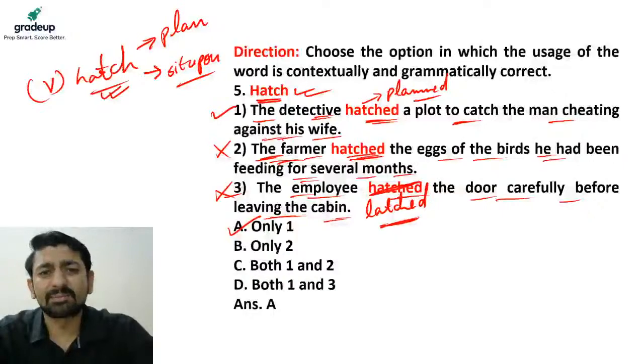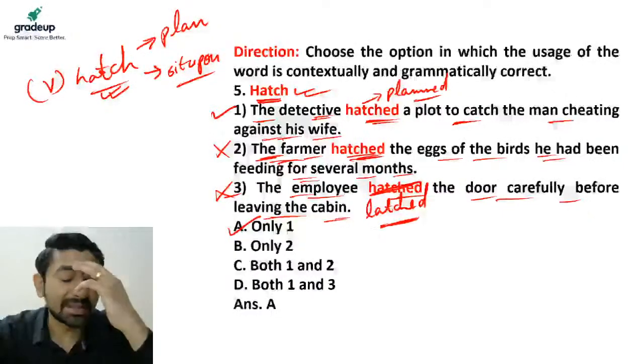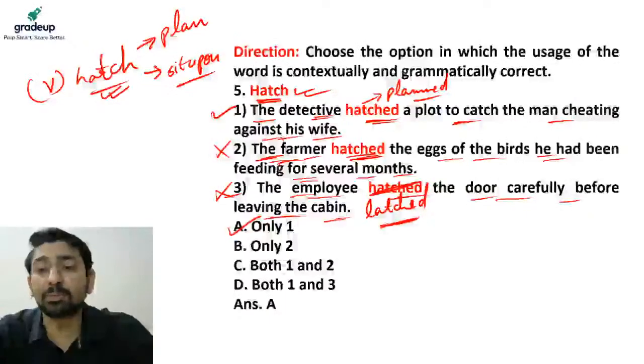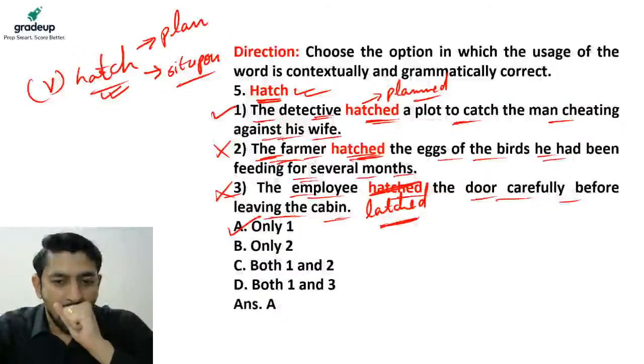Right, understand that. Don't call it artificial hatching. You would actually put it in the incubator so that they hatch on their own. But when you say the farmer hatched, it would actually mean he sat on the eggs and hatched them. All right, let's move on to the next question.